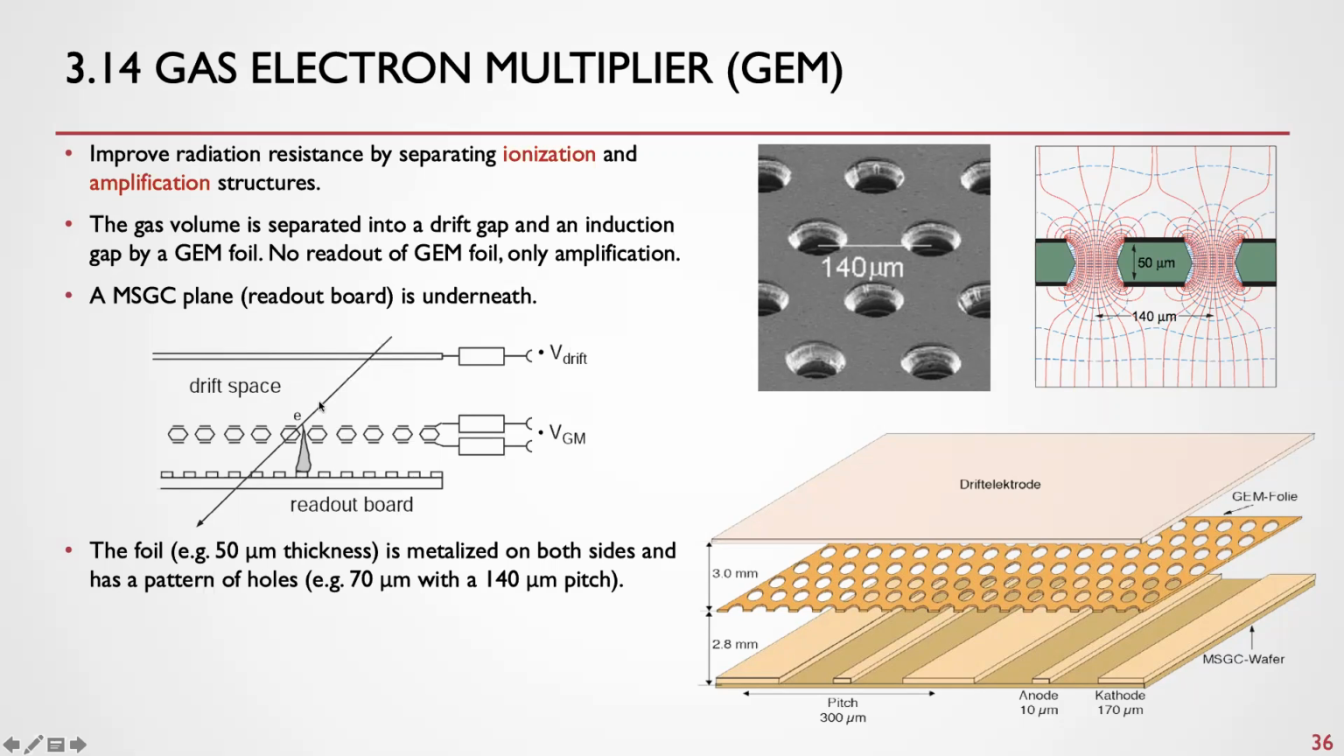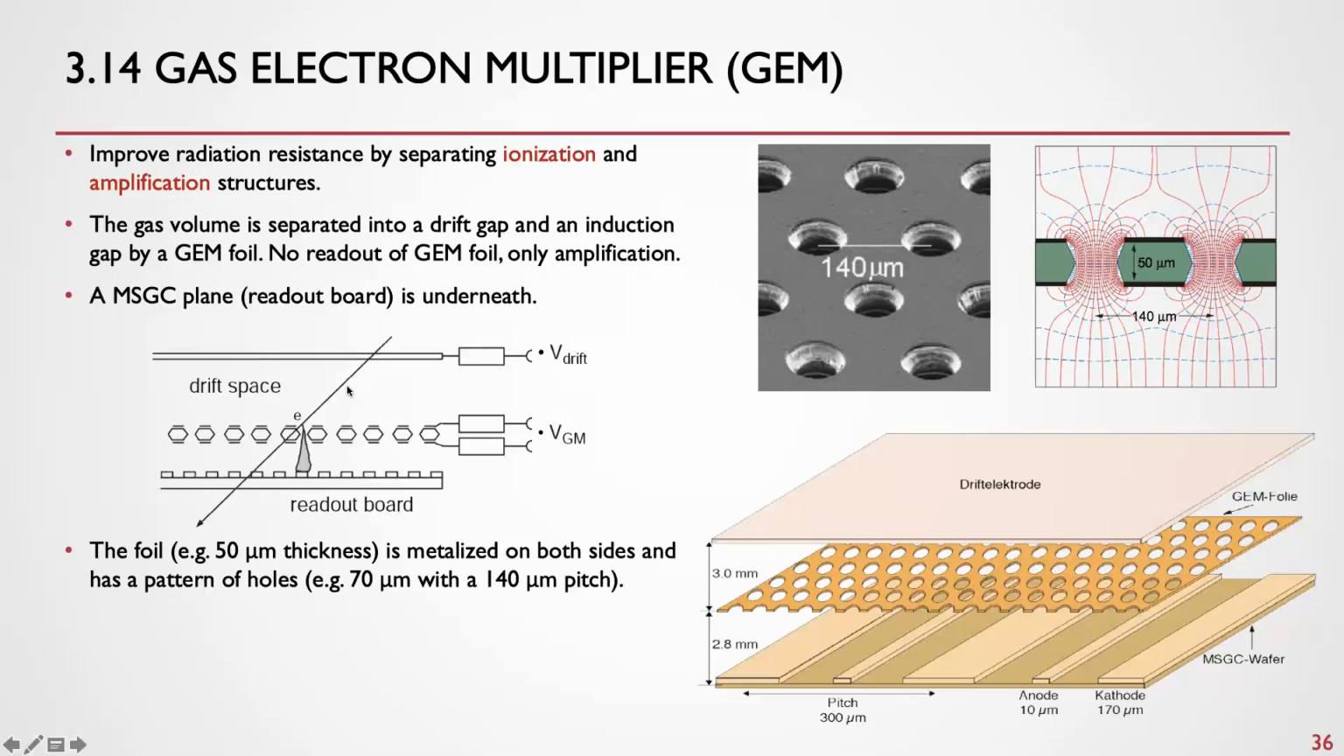Now here, the separation is facilitated by the so-called GEM foil. The GEM foil is a very thin foil, 50 micrometer in this example, that has a pattern of holes. The holes are spaced in tens or hundreds of micrometer, in this case 140 micrometer spacing. And what happens? You have a particle going through, causing an ionization signal.